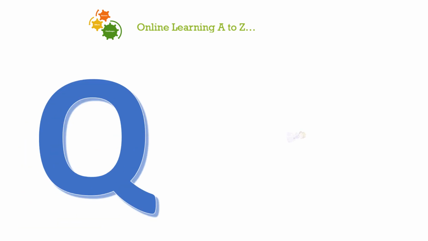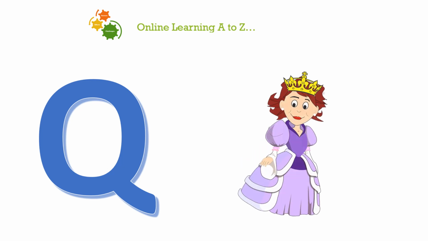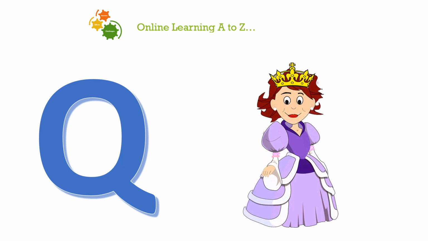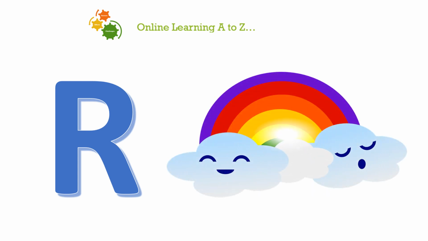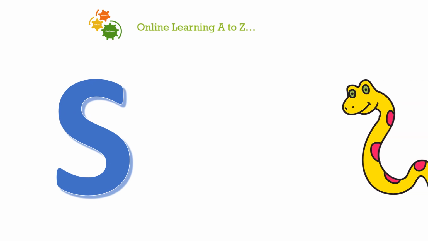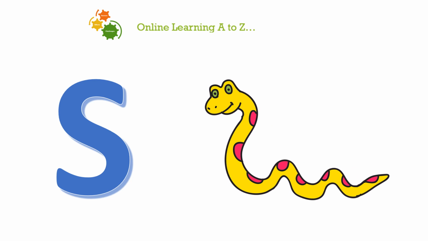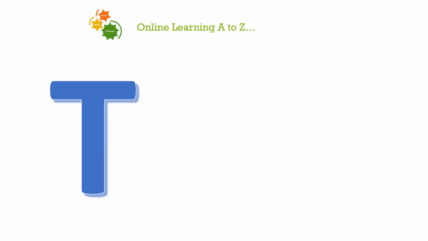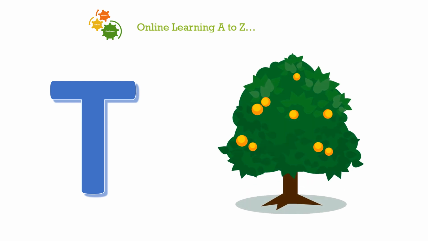Q. Q is for queen. R. R is for rainbow. S. S is for snake. T. T is for tree.